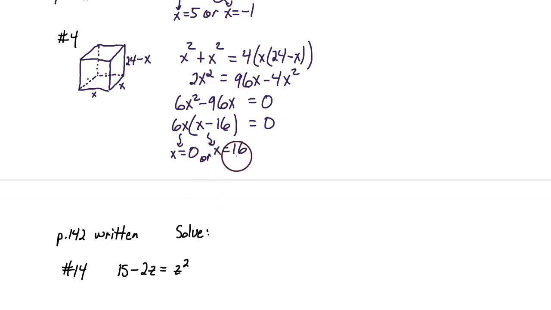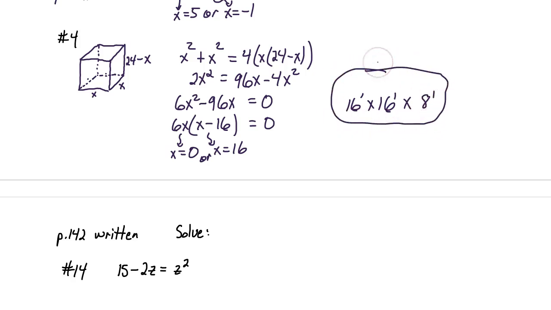Now let's check these in the original problem. The letter X was how wide and how long the floor was. Does it make sense that could be 0? That doesn't make any sense. But could a room be 16 feet wide and 16 feet long? Yeah, that makes sense. So our answer is the dimensions of the room are 16 feet by 16 feet by, now what would be the height of the room? 24 take away 16. That makes 8 feet tall. There are the dimensions of this room.